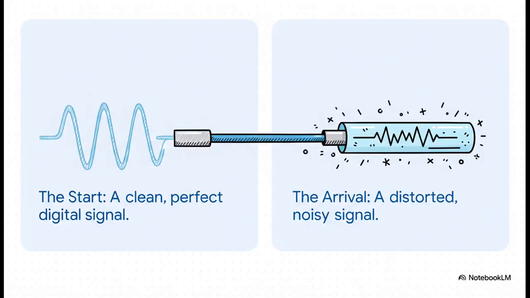And this right here just shows you the problem perfectly. See that? You start with a clean, crisp, perfect pulse of light. That's how it leaves the station. But by the time it arrives at its destination, look at it. It's all distorted and noisy. And that noise is exactly what causes your slow connection, or a dropped call, or that pixelated video stream. So the million-dollar question is, what's actually causing all this distortion?